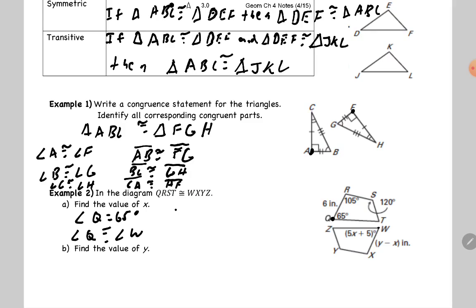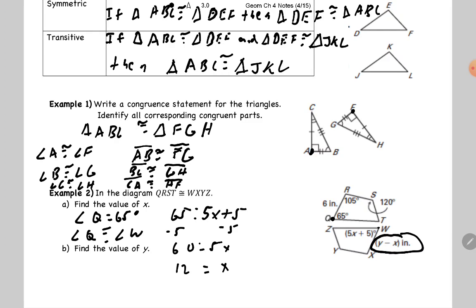So 65 is equal to that 5x plus 5 there. So when I subtract 5 over, I'll get 60 equals 5x. So x equals 12. Now y is found in a side length. So we already figured out what x is. x is 12. Okay.